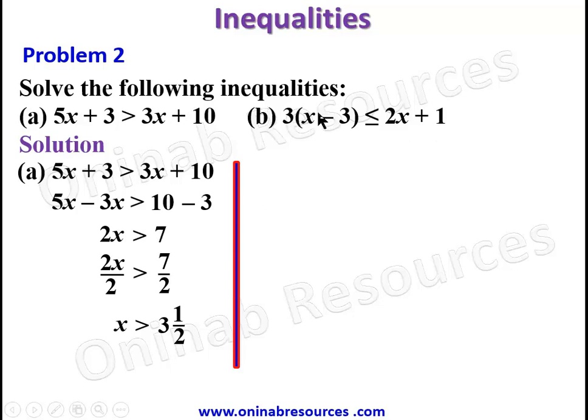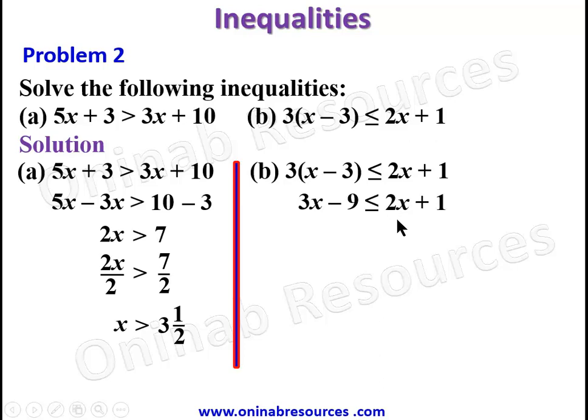For 2b, we need to expand these brackets. So to expand the brackets, we say 3 times x gives 3x. 3 times negative 3 gives negative 9. Less than, we keep the right hand side. Now we collect the like terms, the terms with x on the left hand side and the constant term on the right hand side of the inequality symbol.